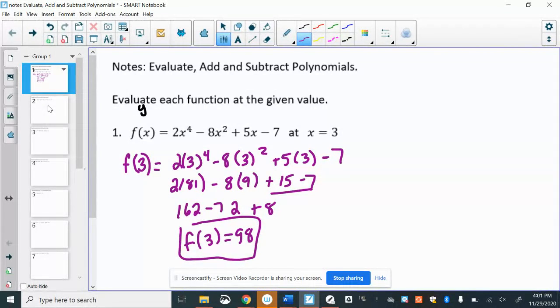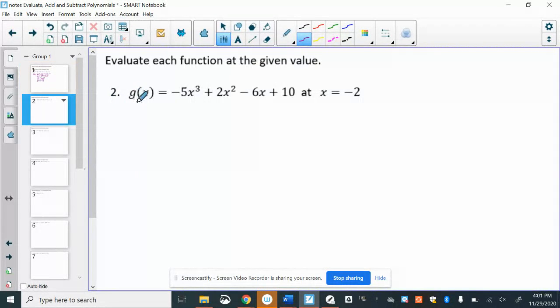Okay, let me show you just one more. I'm looking for the function g of x. It could be any letter here, it doesn't have to be f. I want to know what g of x is, which is this whole evaluation here, when x is equal to negative 2. With the negatives, you just really want to be careful with your signs. The same thing, we're going to replace everywhere we see an x with negative 2.